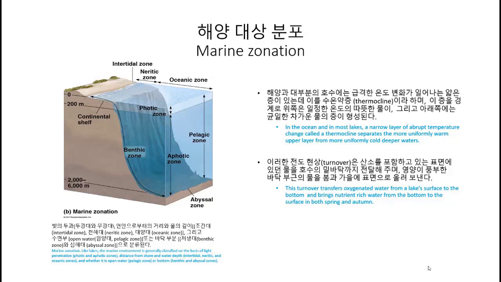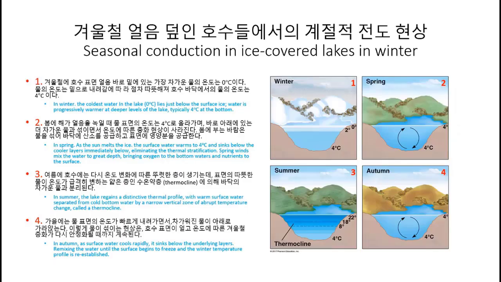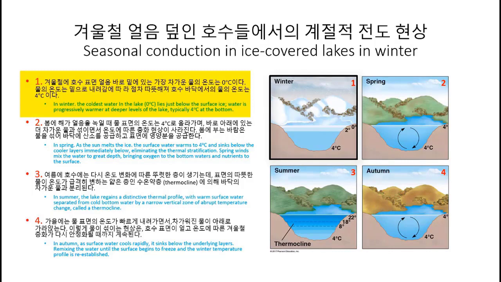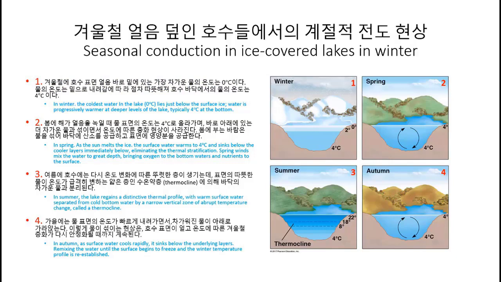Let's have a look at the seasonal turnover in lakes on the next slide. So let's have a look at the seasonal turnover in ice-covered lakes in winter. Winter. Number 1. In winter, the coldest water in the lake, 0 degrees Celsius, lies just below the surface ice. Water becomes progressively warmer at deeper levels of the lake, typically 4 degrees Celsius at the bottom.